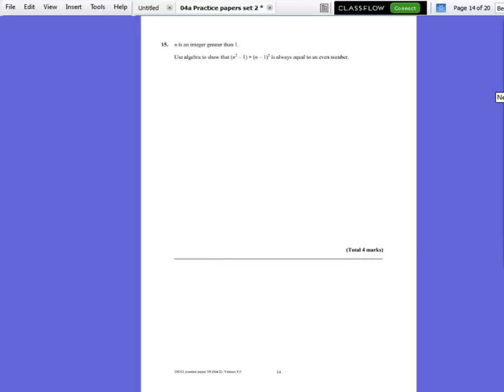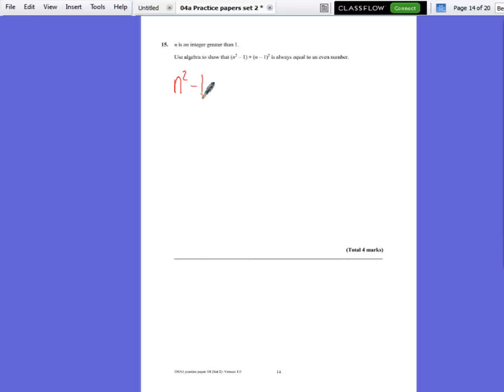Question 15. N is an integer greater than 1. Use algebra to show that n squared minus 1 plus n minus 1 squared is always equal to an even number. Well, it says use algebra, so you cannot substitute numbers into this to show it, alright? You must use algebra. So all we do is we expand the brackets.